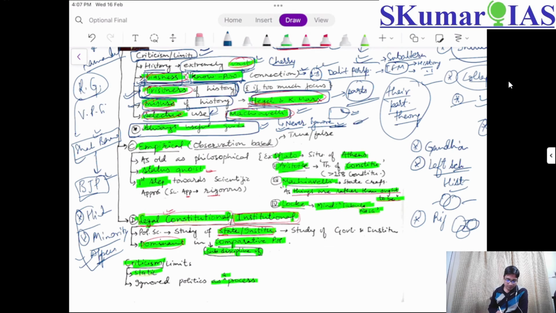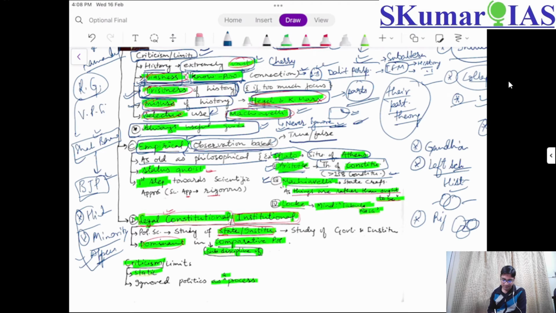Never ever. And then the next approach is the empirical approach, the observation-based approach, and it can always be judged true or false because you observe it directly. It is also as old as the philosophical approach. For example, Plato gave his theory in the context of the situation of Athens. So it was basically an empirical approach, because he was witnessing something and gave theory with respect to that. Then Aristotle, the theory of constitution. He studied the constitutions of more than 158 countries, then gave his theory of constitution. So again, it is an empirical approach.